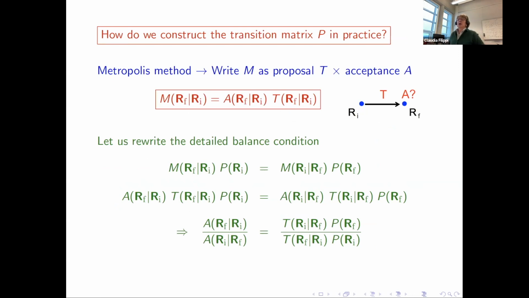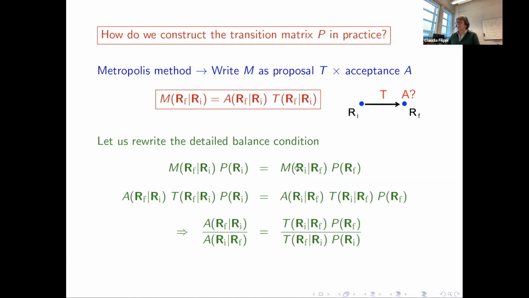Okay, so now I have detailed balance. It's a simpler condition, but in practice I must still build it, and the way to do it is to write M as the product of a proposal matrix, something that I know how to sample, which brings me from I to F, and then I decide whether to accept the move or not. It could be that it's not accepted, or yes, it's accepted. And I need to choose the acceptance in such a way that its product satisfies detailed balance.